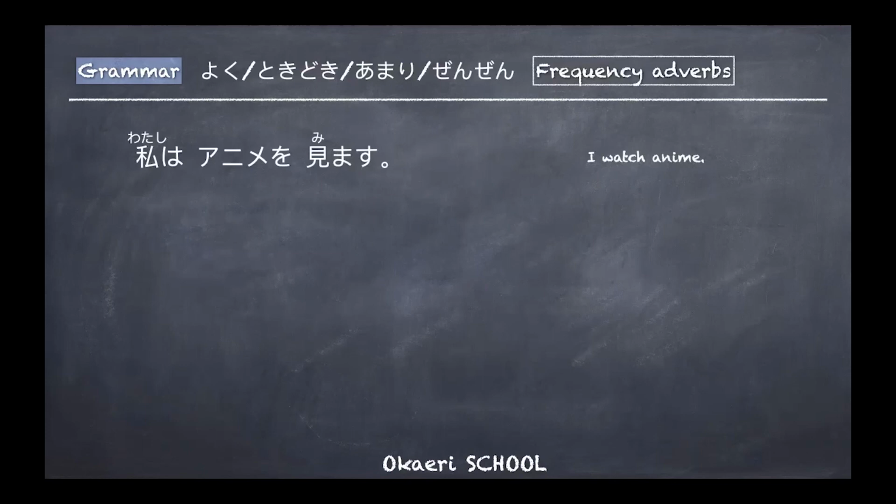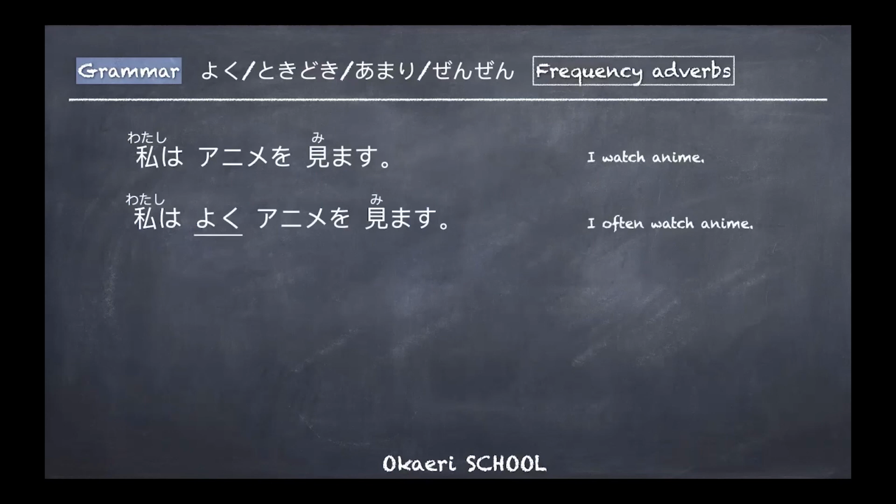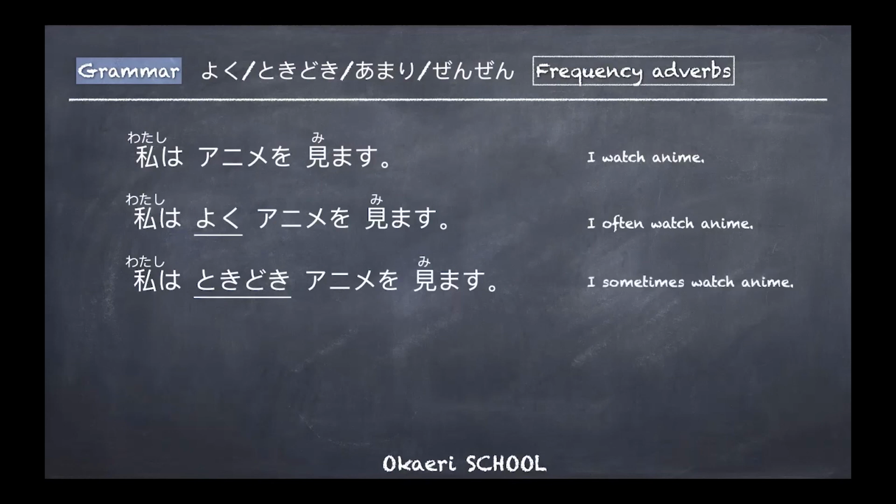And the plus, we wanted to talk about frequency adverbs. Again, this example. 私はアニメを見ます. I watch anime. How often do you do it? よく. 私はよくアニメを見ます. Very often. How about 時々アニメを見ます. Not always, but sometimes. 私は時々アニメを見ます. You can see here that the adverbs are placed usually after the subject, before the object, just like in English, right?